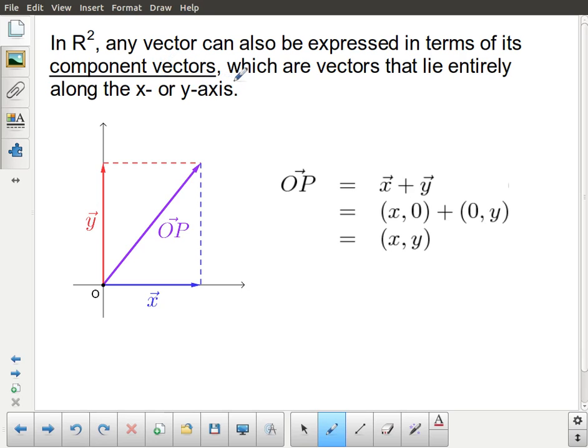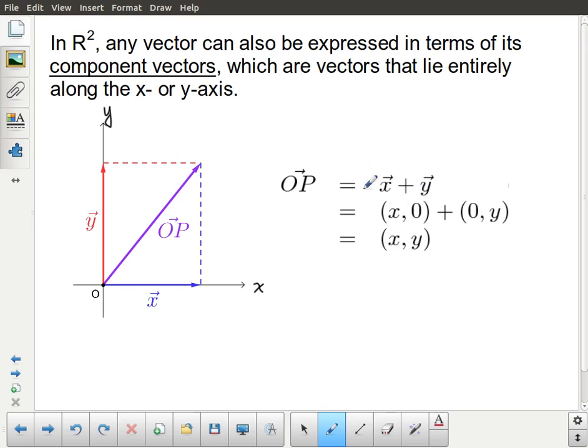We can also represent any vector in R2 using component vectors, which means I basically take my vector and break it up into a piece that lies entirely along the x-axis and a piece that lies entirely along the y-axis. It could also be, of course, along the negative x or the negative y. I'm just using positive x and y because it's convenient and easier to visualize.